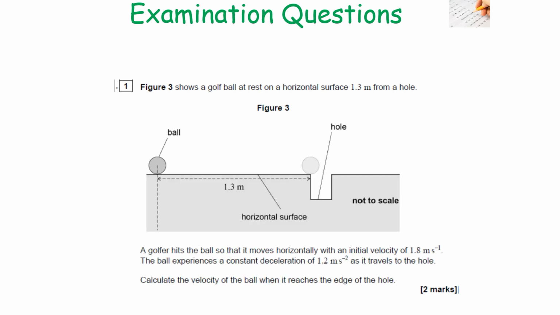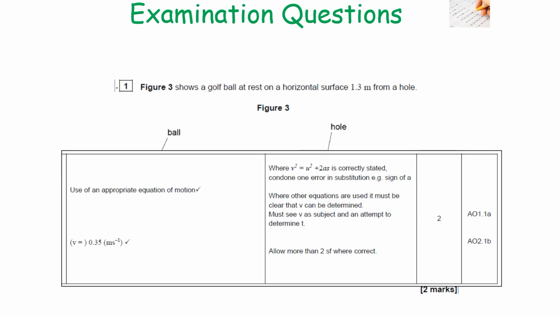We know that in this particular question the acceleration a is going to be minus 1.2 because it's decelerating. We know that the initial velocity u is 1.8 meters per second. The distance travelled s is 1.3, and we want to work out v, the final velocity. So we look at our equations of motion and realise we can use v squared equals u squared plus 2as. Again, remember that a must be a minus value because it's decelerating. You pop your numbers in and you get 0.35 meters per second.